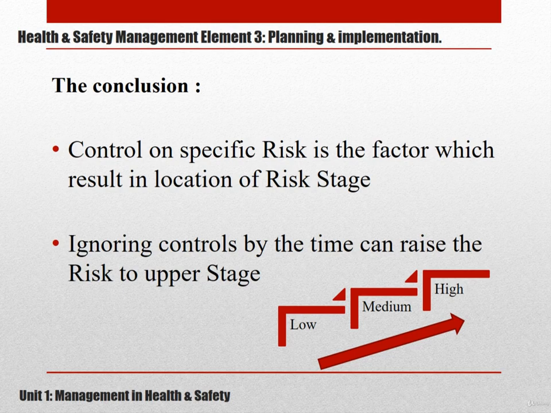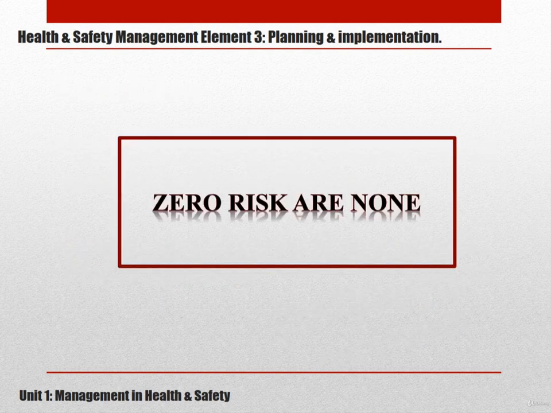The conclusion from our example is that control on a specific risk is the factor which determines the location of the risk, and ignoring controls over time can raise the risk from low to medium to high. Also get to know that zero risk does not exist.